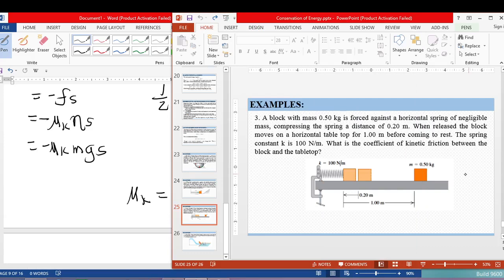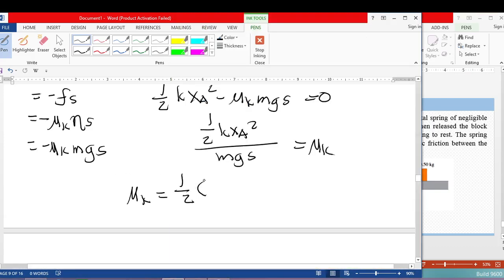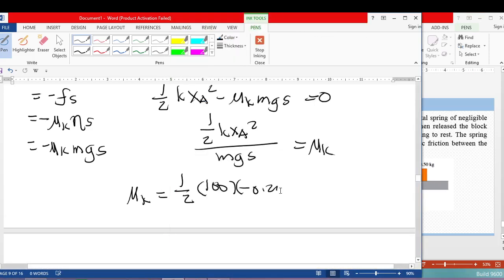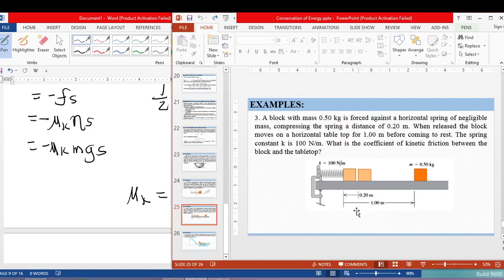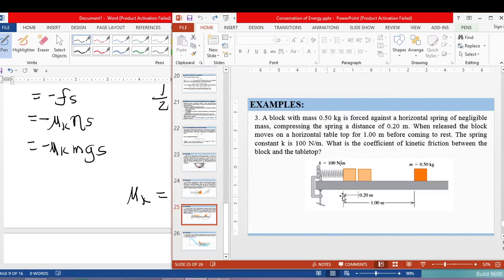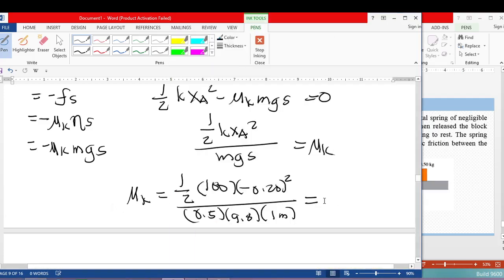So your spring constant is 100 Newton per meter. Then the compression distance is negative 0.20 meter squared divided by the mass, which is 0.5 kilogram. The acceleration due to gravity and the displacement is 1 meter. So from here, padulong 1 meter. That is like the displacement na nakuha ni friction, because ang friction kay nag-work man siya from the start na gyud. Okay? So yeah, basically more na siya.